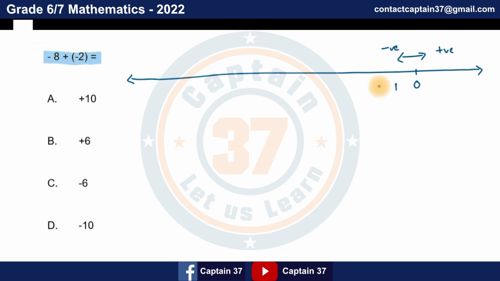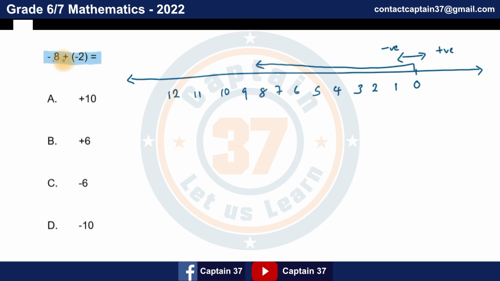So there's 1 here, there's 2, there's 3, 4, 5, 6, 7, and then there's 8. Let's add more: 9, 10, 11, 12. Since it's -8, we are going to take steps from 0 to -8. So these steps will bring us right here to where there's -8.